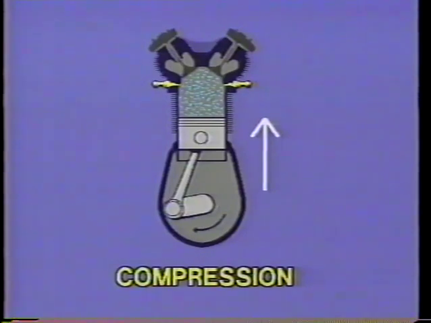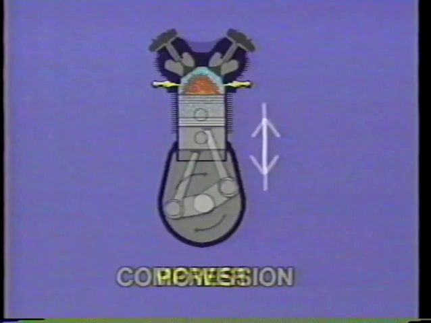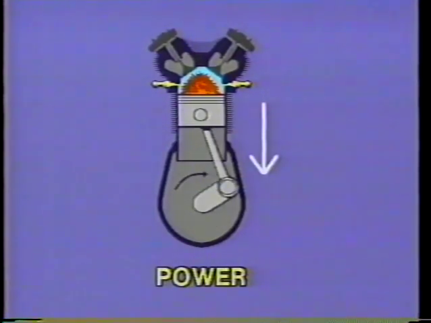The fuel-air mixture is compressed, and as we approach the top of the stroke, the spark plug ignites the fuel-air mixture, and then we start down on the power stroke. As the fuel-air mixture is ignited, it expands, and this force is transmitted down to the piston as it moves down on the power stroke.